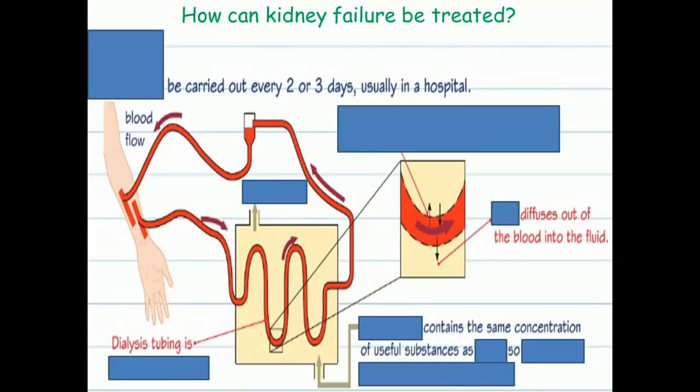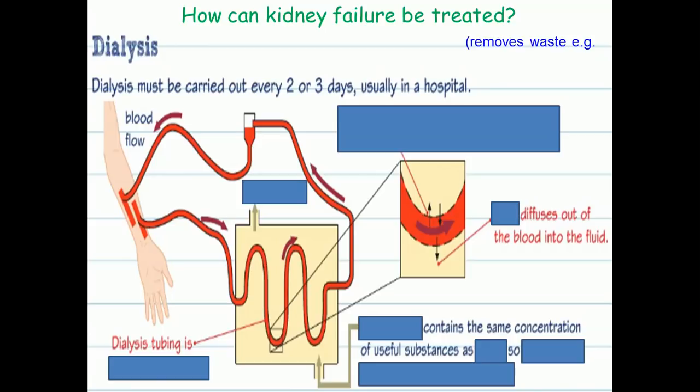Now to finish off, we're going to know how kidney failure could be treated. And there's two different methods. You can use dialysis, which has to be carried out every couple of days in a hospital. And the whole point of dialysis is it removes waste, such as urea, which could harm cell processes in the body, such as reactions. So if too much of it is produced, it becomes toxic, and it has an effect on reactions in the cell. And so you can remove it every couple of days during dialysis as an alternative to a kidney that is failing.